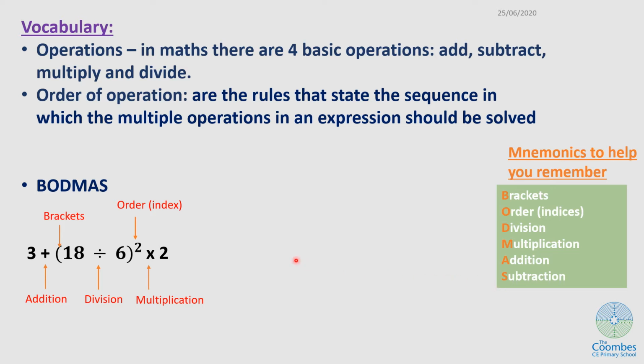And the symbols used for these are in this equation. So these are brackets. And that's the symbol for divide, add. This is an order or an index. And this is multiplication. The only symbol missing is a minus.